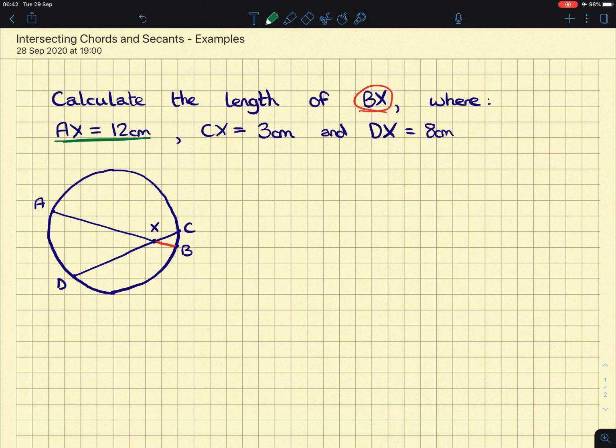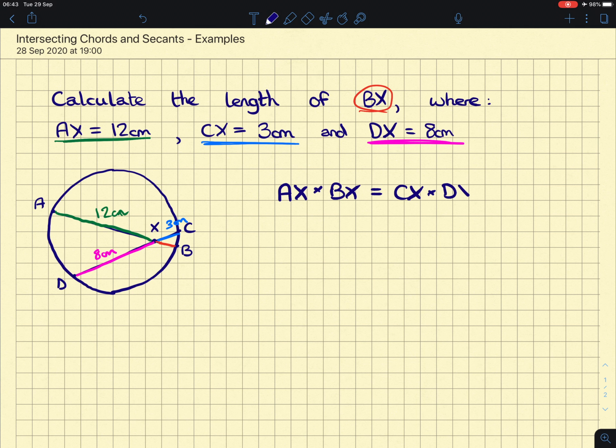We're given AX as being 12, so that's this length here as being 12 centimeters. We are also given the length of CX, which is 3. So I'm going to draw that in as well. And we're given the length DX. So these might be given to you already on the diagram, or they might be given explicitly, like what you see here. The formula for our intersecting chords is AX times BX equals CX times DX.